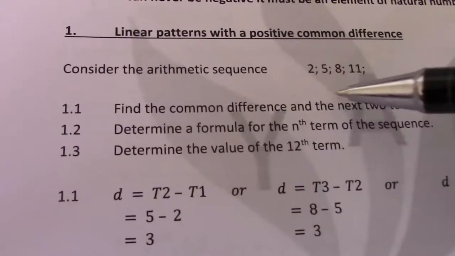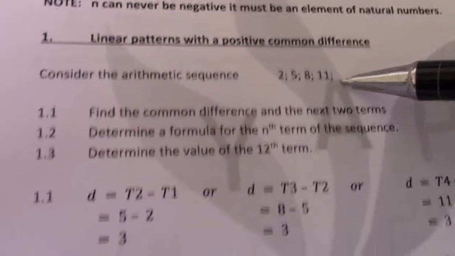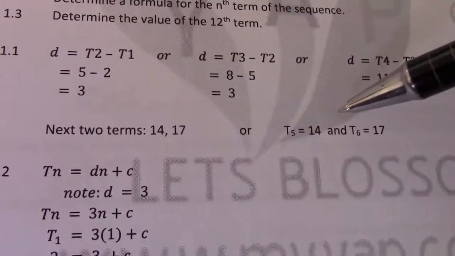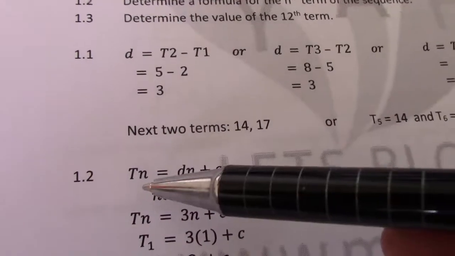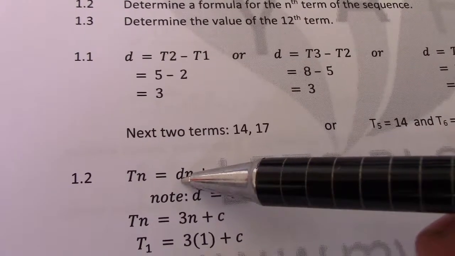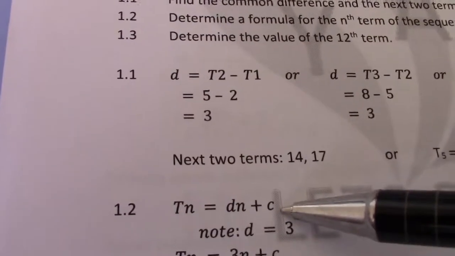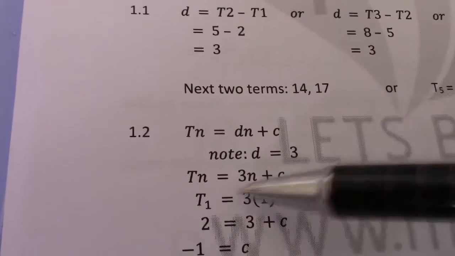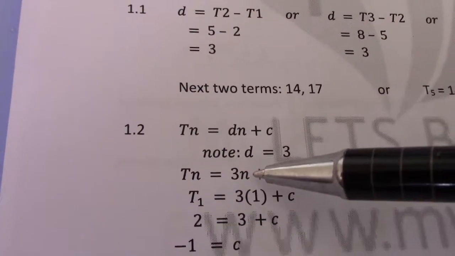So to find the common difference, I have the next two terms. If I continue adding 3, 11 plus 3 is 14, and 14 plus 3 is 17. So term 5 is 14 and term 6 is 17. Now this process we have to get used to. I make use of Tn equals dn plus c, where d represents my common difference and c represents the point where we will cut the y-axis. So d there is 3, so Tn equals 3n plus c. In place of d I substituted 3.